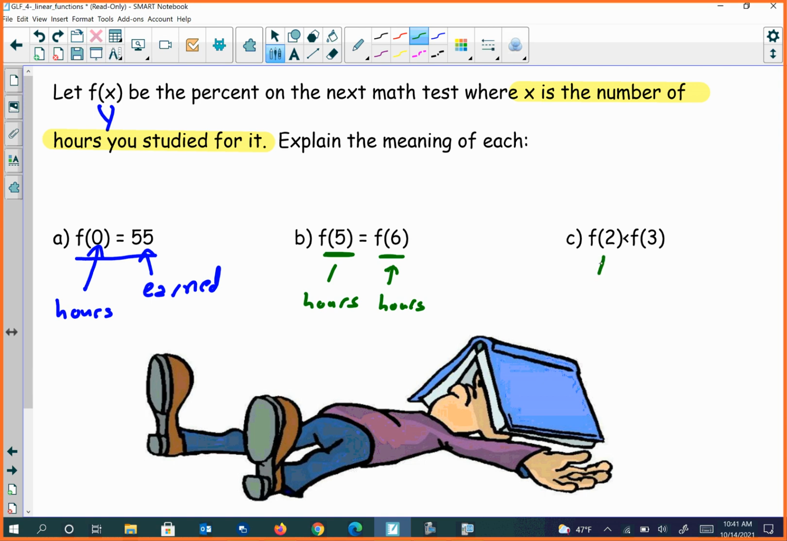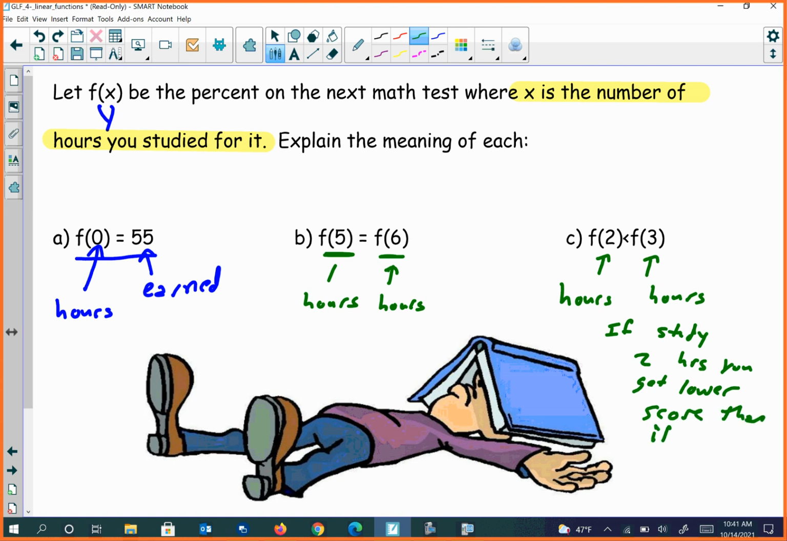Okay, this one, it's done the same way, but it has an inequality. What do you think it means? Yeah. If you study for 2 hours, you get a lower percentage than if you do. Perfect. If you study 2 hours, you get a lower score than if you study 3 hours. Something like that. This just means if you study for 6 hours, same score.